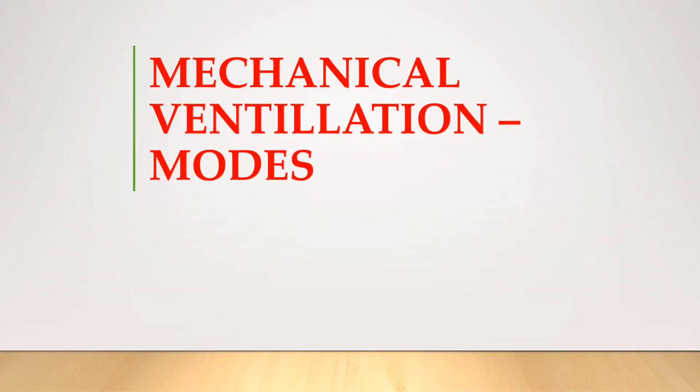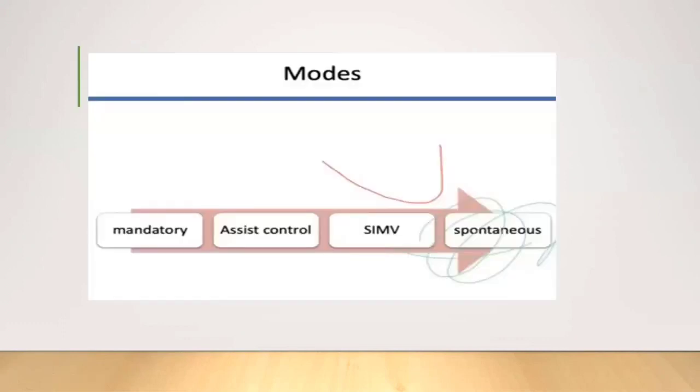So in these conditions, when you ventilate a child, how do you ventilate? How does the ventilator work? എങ്ങനെ വെന്റിലേറ്റർ ബേബിക്ക് ബ്രെത്ത് കൊടുക്കും എന്നുള്ളതിന്റെ ആൻസർ ആണ് മോഡ്സ് ഓഫ് വെന്റിലേഷൻ. So modes of ventilation. Modes of ventilation: mandatory, assist control, SIMV, spontaneous.